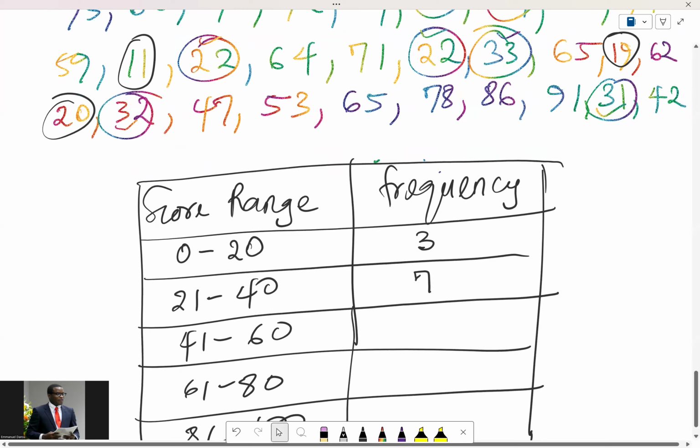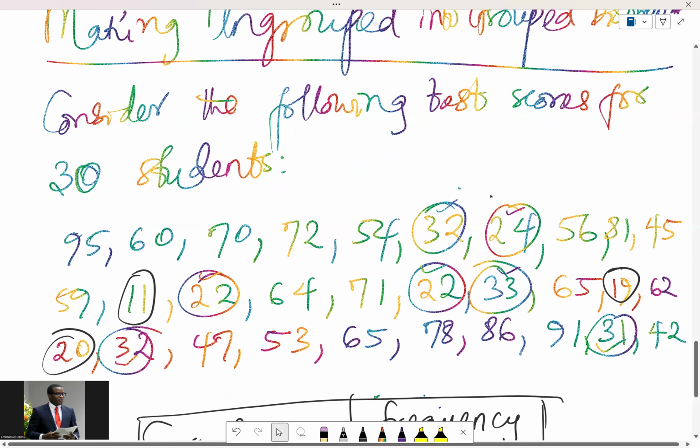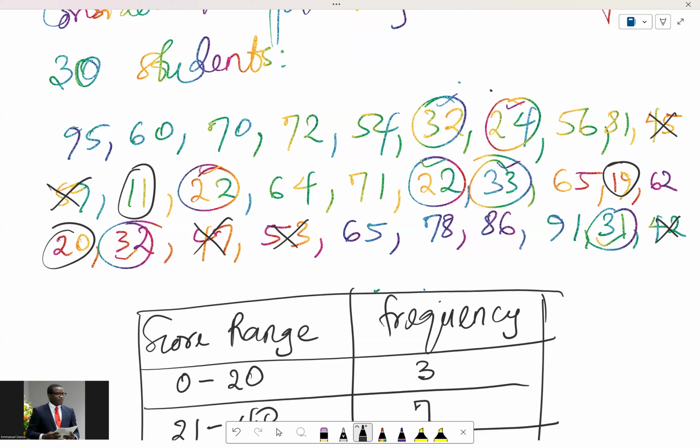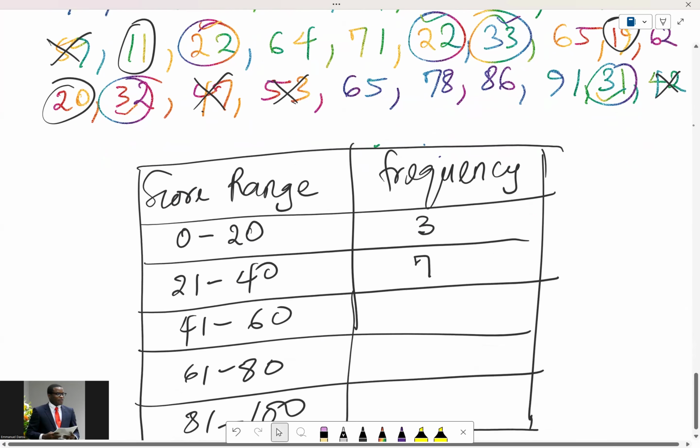Okay. The next one is 41 to 60. So this is part of it. That's 45. 59 is part of it. 47 is part of that. 53 is part of that. 42 is part of that. That's 41 to 60. Would that be all? I think so. 41 to 60, that's 1, 2, 3, 4, 5. 41 to 60, that's 5.